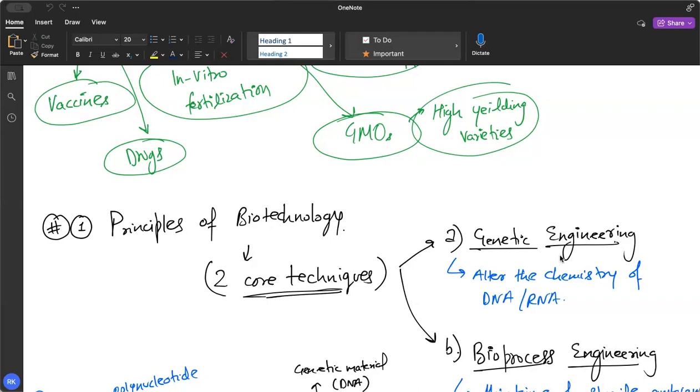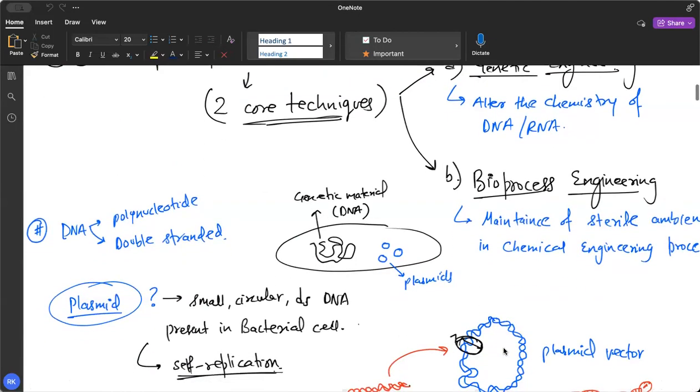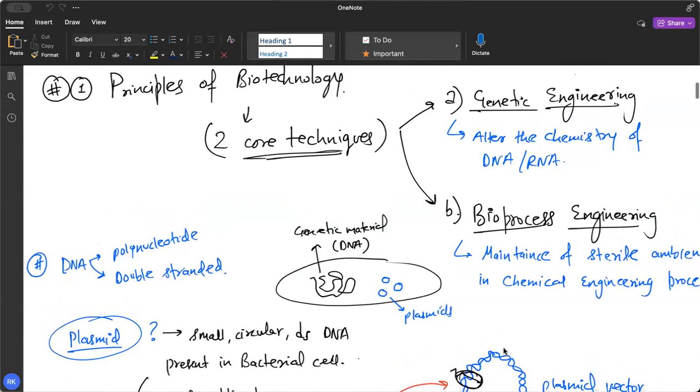The genetic material, which is DNA, or RNA in some cases where we use RNA viruses. We engineer RNA as well, for RNA vaccines, etc. And the second is bioprocess engineering. To do anything with the genetic material, we need an environment which has to be sterile. That is bioprocess engineering, maintaining a sterile ambience in which you can do the chemical engineering process.